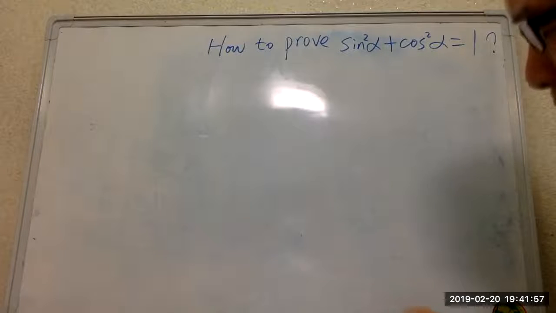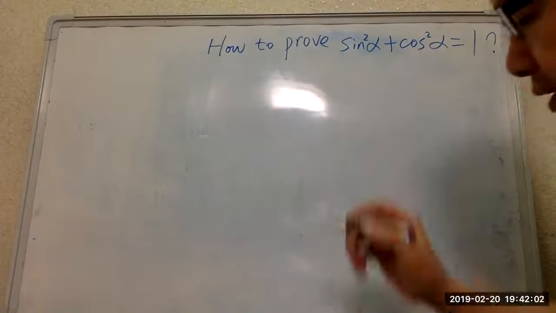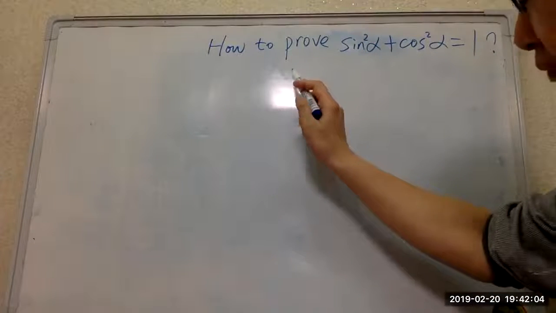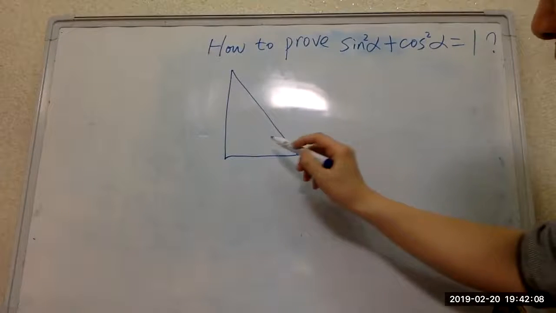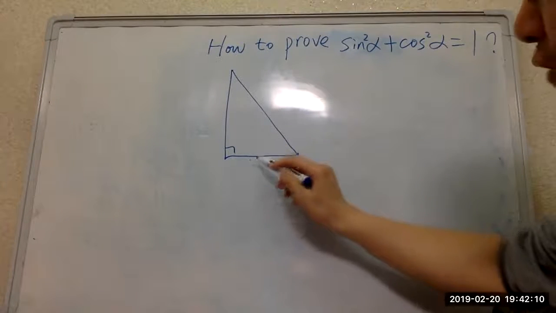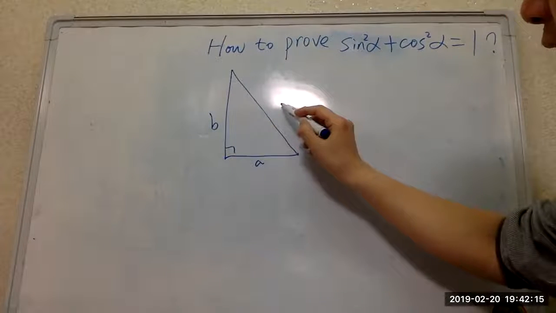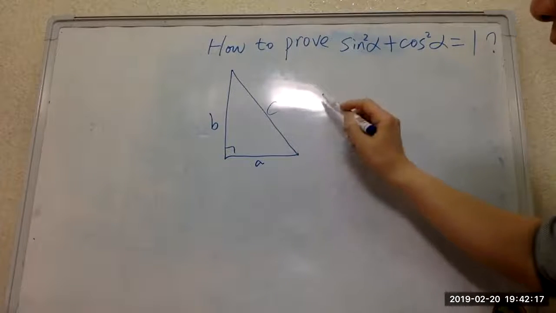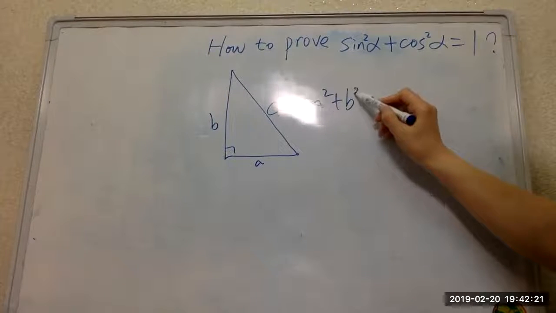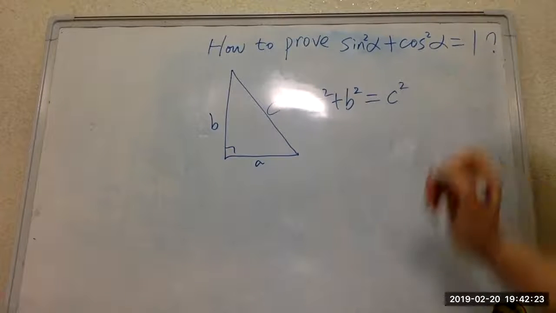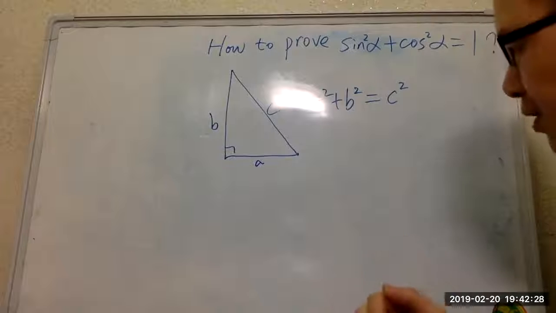As we know, the Pythagoras theorem in the right triangle, the two short sides A and B, and the long side C, there is one rule: A squared plus B squared equals C squared. This is the Pythagoras theorem.